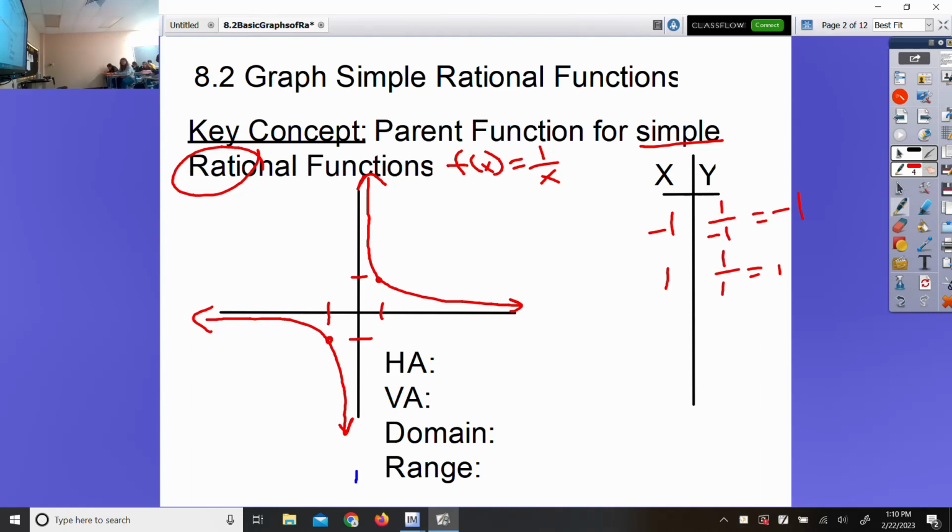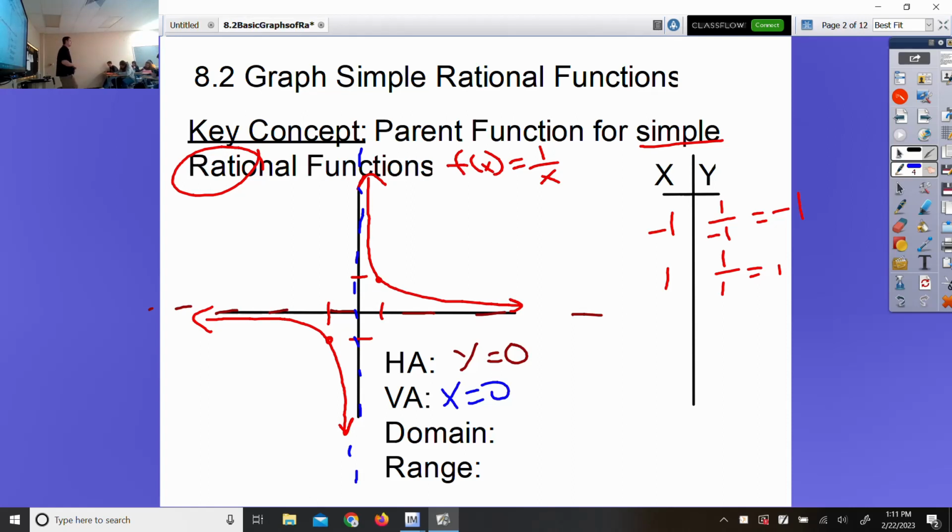All right, there's 4 things to describe her. Some of her attributes. What's HA stand for? Horizontal asymptote. Where is it? Y equals 0. I've told you guys for a long time, if you just say 0, it's wrong. It's an equation of a line. That's what it is. It has a vertical asymptote. Where's it at? X equals 0. It's vertical. All verticals are X equals.